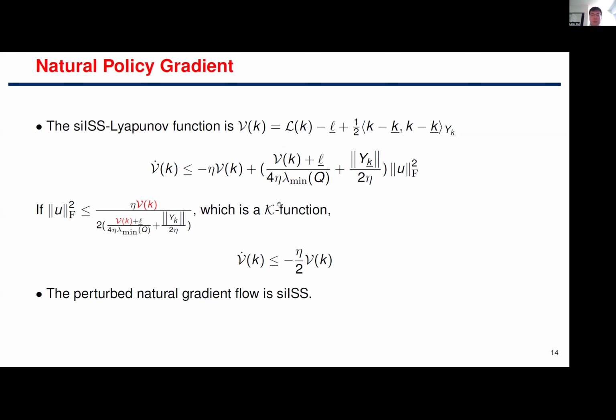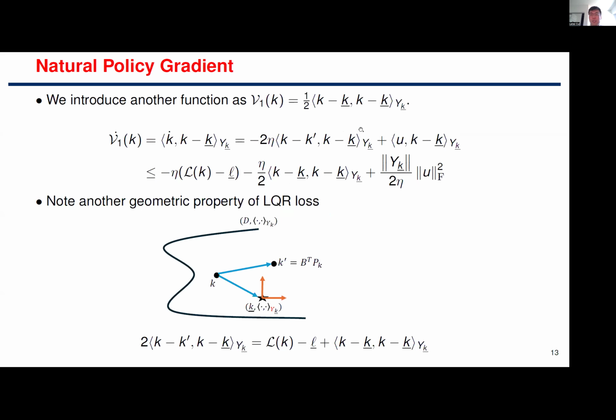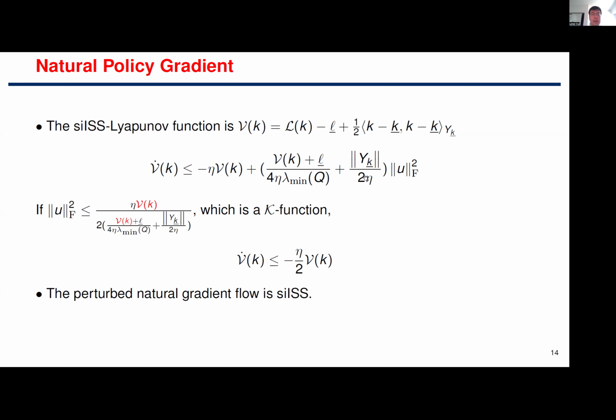Okay, and when we introduce this, finally we find the candidate Lyapunov function, which should be the loss function plus the quadratic distance between K and K optimal. And this is the derivative of our Lyapunov function. For this function, we find that if the input is smaller than this value, the derivative of our Lyapunov function is negative definite. So indeed, this function is a class K function of V, and therefore, based on our previous results on small input ISS, we say that the perturbed natural gradient flow is also small input ISS.